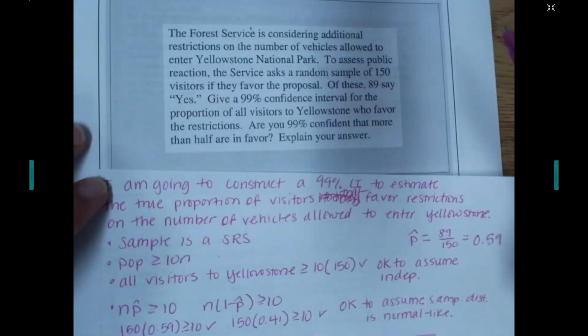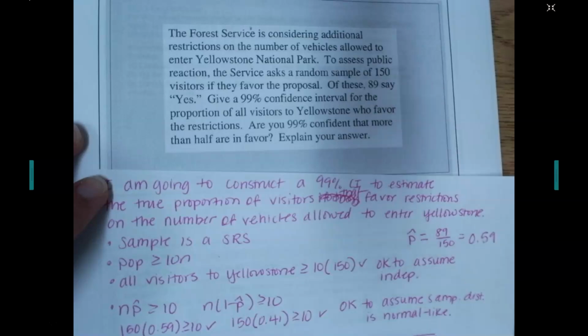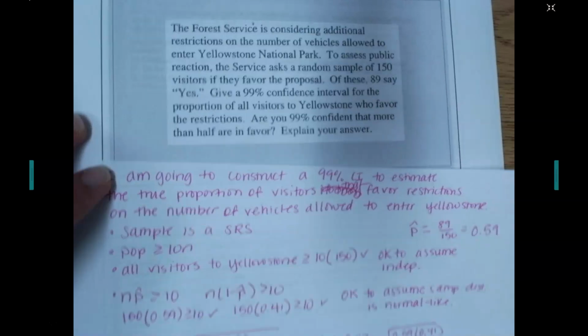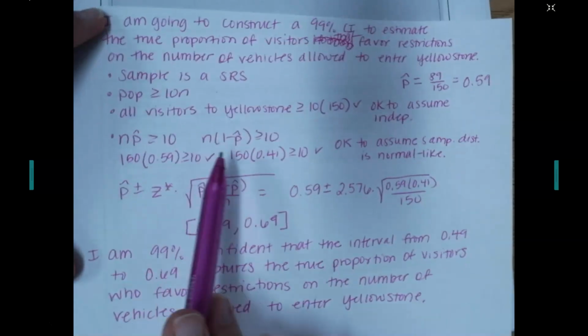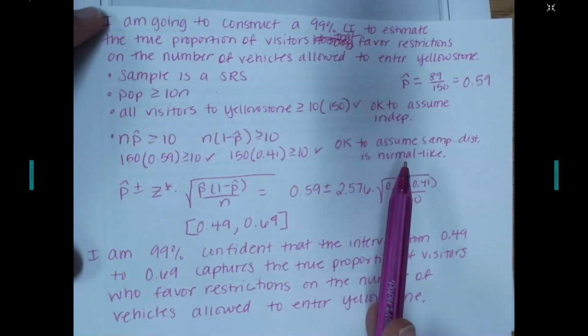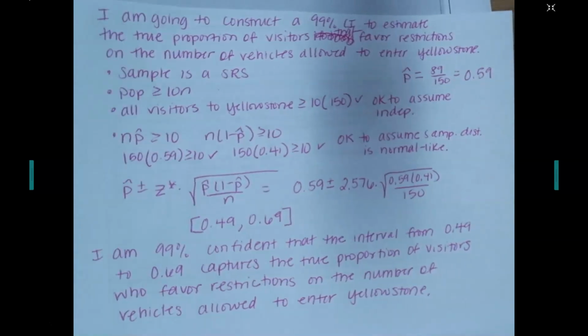So remember, you find p hat by saying what you're looking for divided by the sample size. Okay, so you divide that out. So p hat here, I rounded, is about 0.59. And then once that checks out, this is to check to see that we can assume that the sampling distribution is normal-like. All right, then we're ready for the actual calculation.